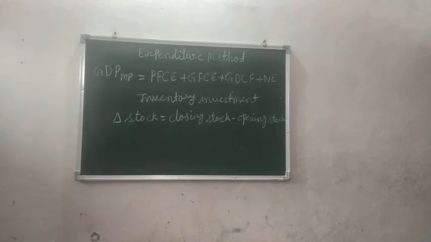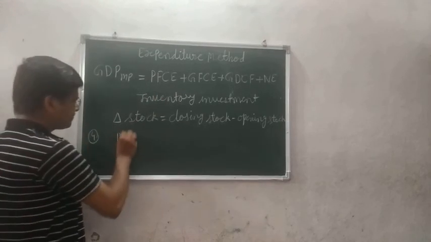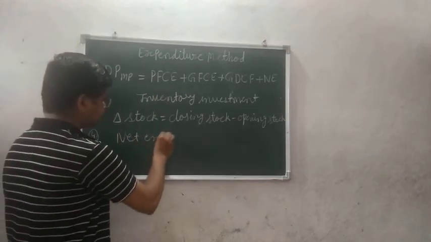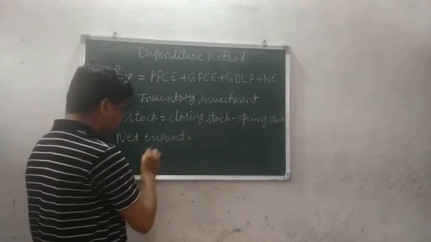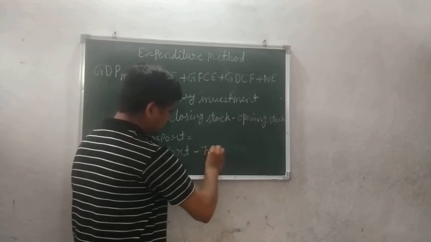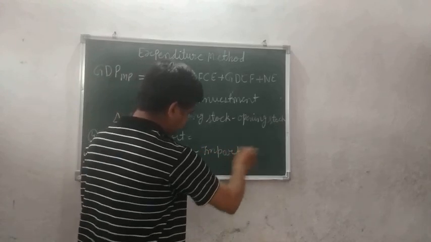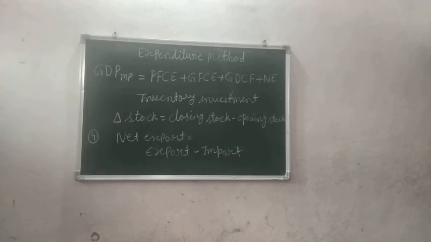And the fourth component is net export. Net export will be what? Export minus import. When we deduct import from the export, it gives us net export. Okay, so these were the components of expenditure method.